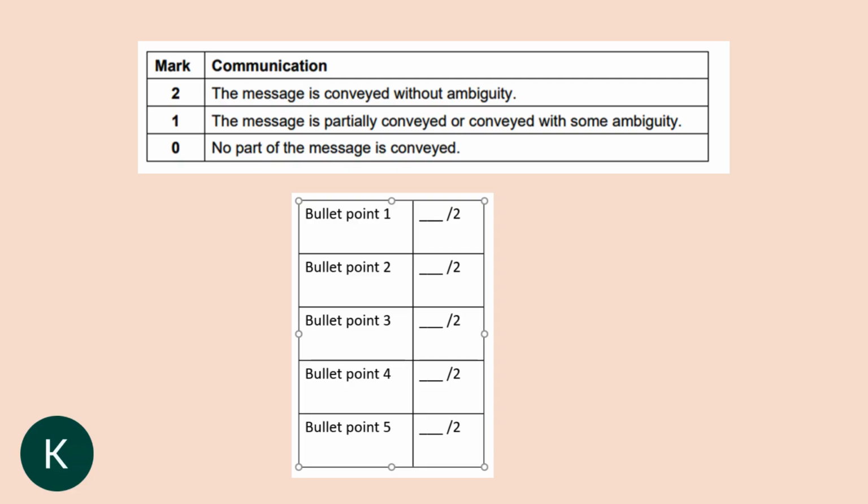So as you can see, it says that for 2 marks, the message is conveyed without ambiguity. All this means here is that clarity is the key thing. So it's important to make sure the sentences that you write are as clear and straightforward as possible.